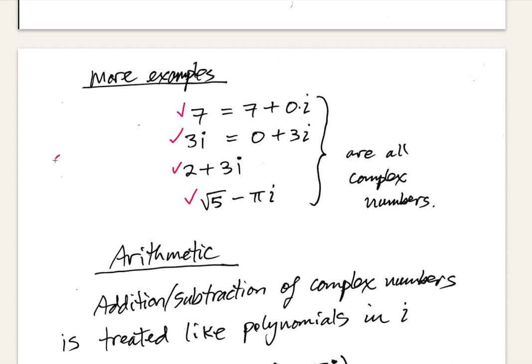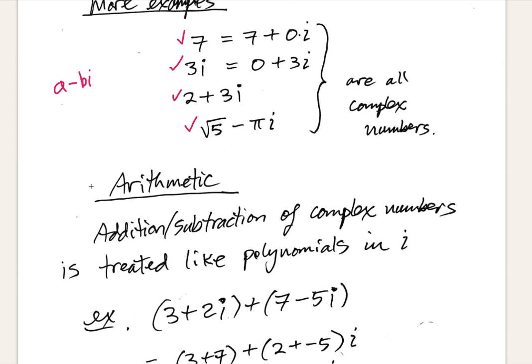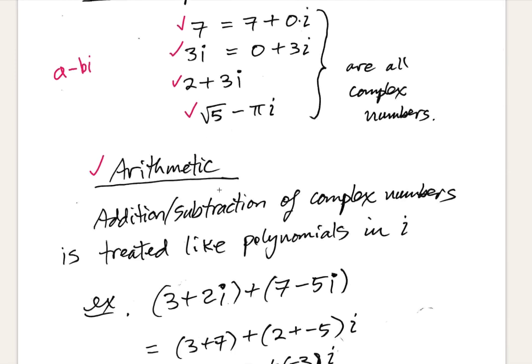By the way, when we say that the complex numbers have the form a plus bi, really they can also have the form a minus bi. So instead of going square root of 5 plus negative pi i, we could do that, but it's easier to just go square root of 5 minus pi i. Anyways, these are all complex numbers, just examples. Let's talk about the arithmetic of complex numbers. Addition and subtraction of complex numbers.